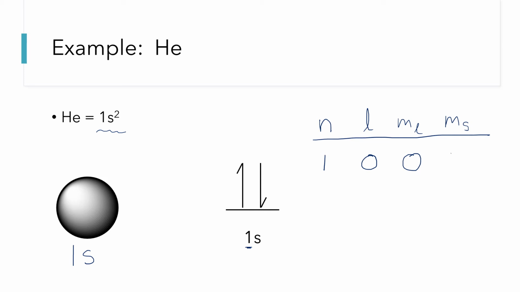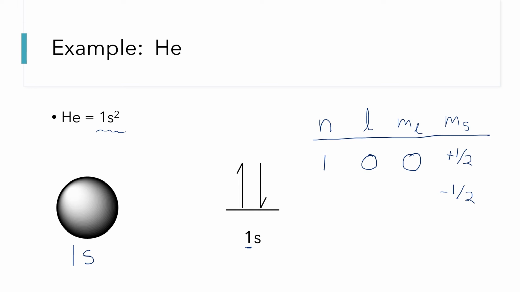So for the arrow that's pointing up, m sub S would be plus 1/2. And for the arrow that's pointing down, m sub S would be minus 1/2. So how are we going to interpret this? This full set of 4 quantum numbers, which on the first row was 1, 0, 0, plus 1/2, describes an electron in the 1s orbital that's oriented spin up.